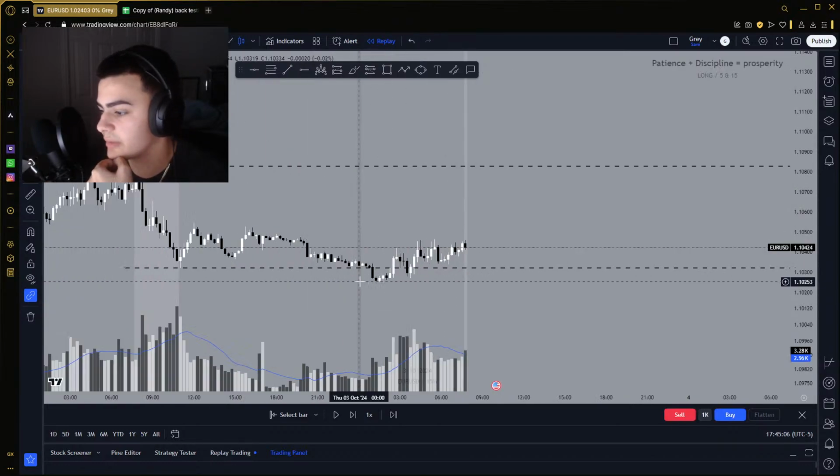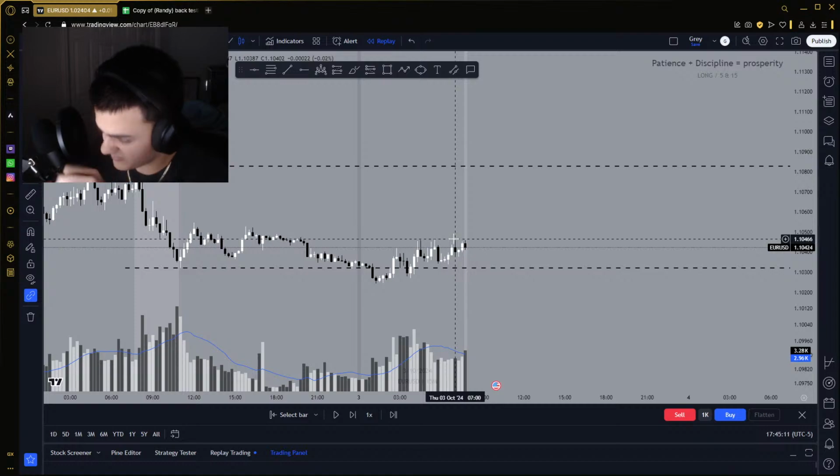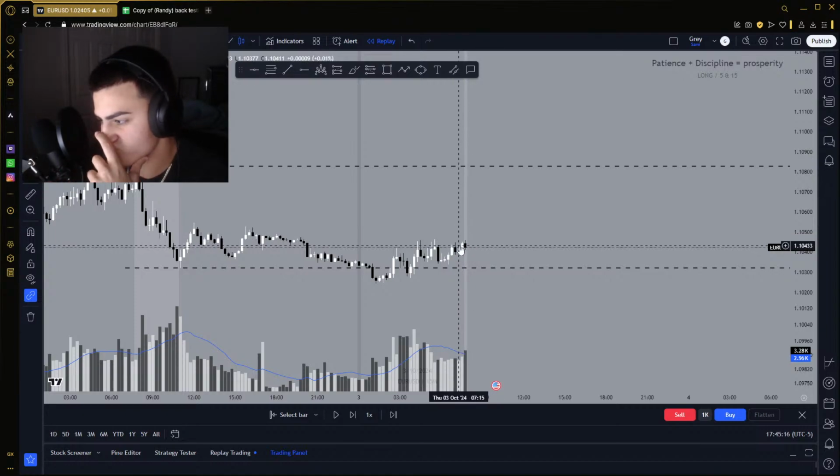So let's see what it looks like. Exactly what I said, it's been accumulating here, but it doesn't look like it's been manipulating too much up here though. We might see it in a bit though.